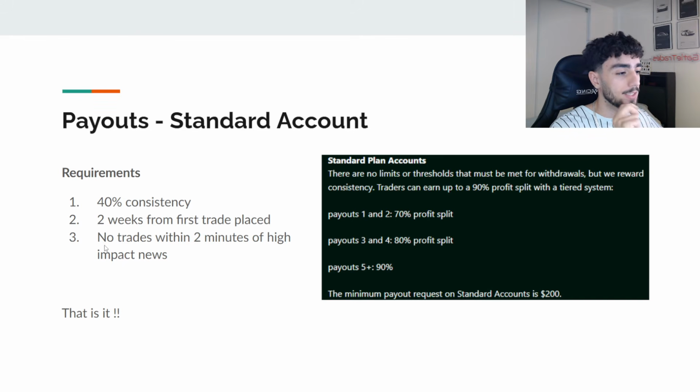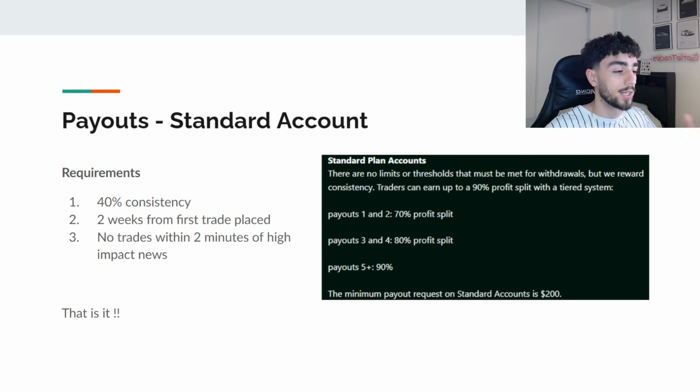The 3rd rule is no trades within 2 minutes of high impact news. Now, hold on. You can trade through high impact news, but you cannot finish the trade or execute any orders within 2 minutes. So 2 minutes before, you cannot enter, and 2 minutes after, you cannot enter or exit, okay? So if you took a trade at 8:20, you exited at 8:35, you held through CPI, that's fine, as long as no orders were executed within 2 minutes before and after.